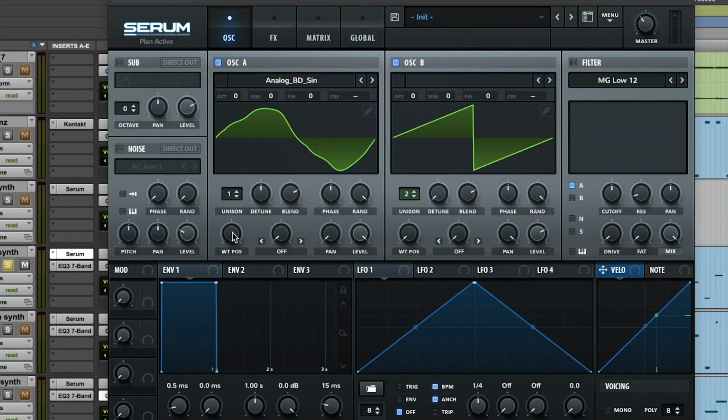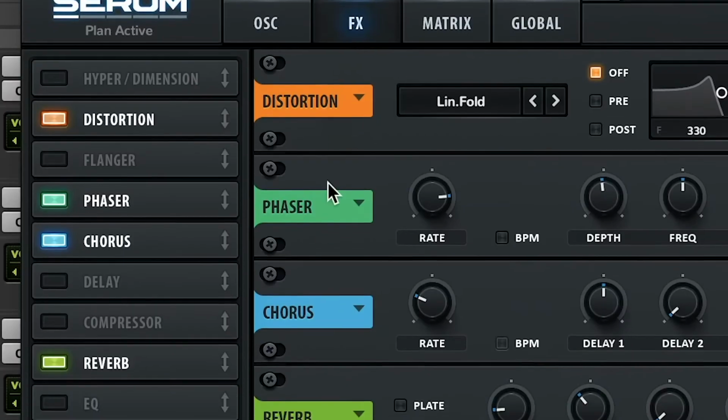So this sound is another sine wave, but the wavetable position, which is this knob right here, is altered so that it's like kind of a messed up sine wave, like there's just a little bit of weirdness to it. And then in the effects department, there's distortion, phaser, chorus, and reverb. For this sound, the chorus and reverb aren't really a big deal. They're just kind of doing their chorus and reverby things.